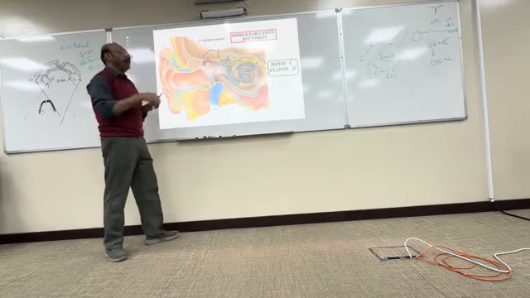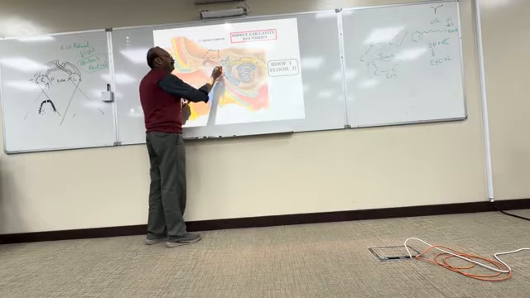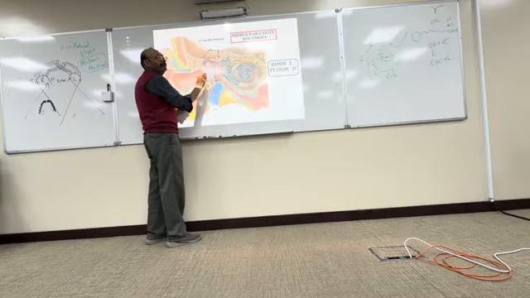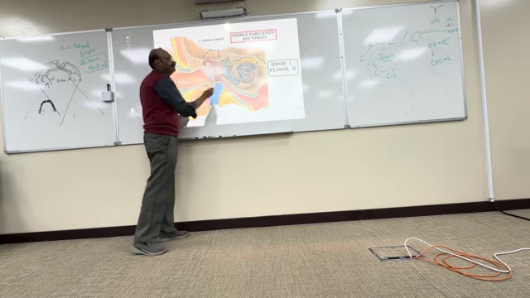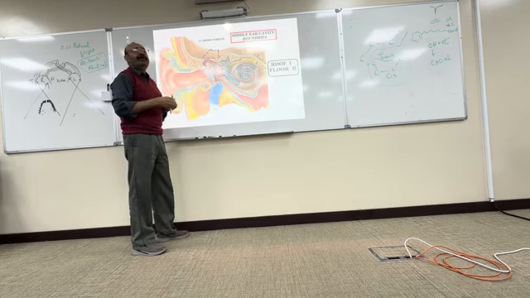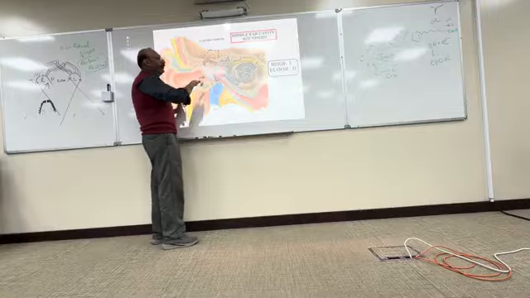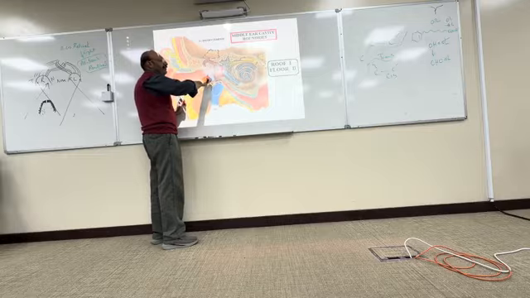Where is the oval window? Here is the oval window. So the footplate of the stapes will fix into the oval window. Where is the round window? Roughly here. Why? Because now it makes sense to you. If the sound wave is coming, this is oscillating.